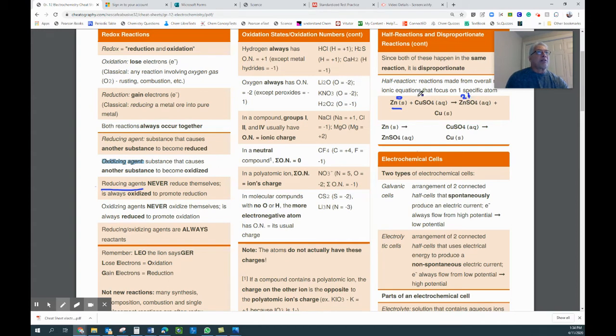But copper is going from 2 positive to 0. So copper is being reduced. So copper is acting as an oxidizing agent because it's causing somebody else to experience oxidation. In this case it will be zinc going from zinc 0 to zinc 2.